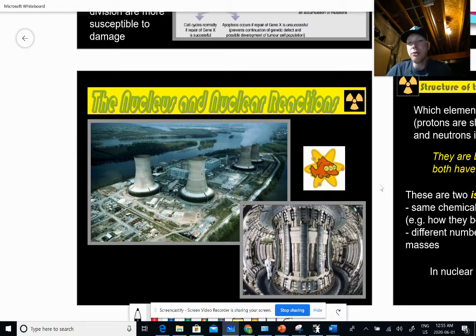Now we're going to get into the actual radioactive decay part, which is the main part of this lesson. So in order for us to do that, we just have to review the nucleus and nuclear reactions, which should be hopefully pretty straightforward for most of you. If you haven't taken chemistry since Science 10, then you might just have to brush this off a little bit, but it's not that difficult to do.